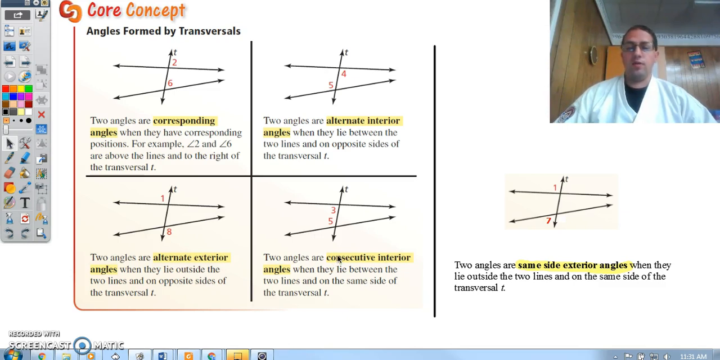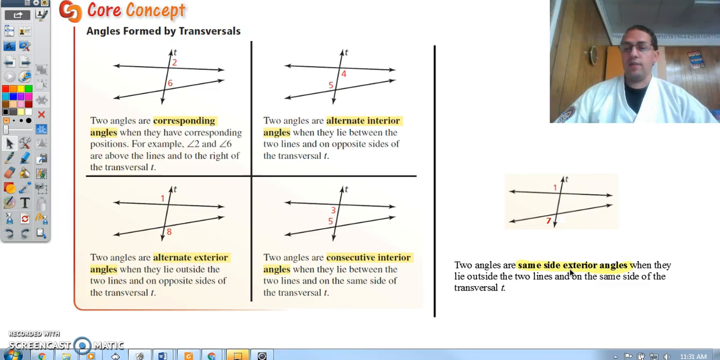Consecutive interior angles, you may also see this referred to as same side interior angles. These are on the same side of the transversal, and they are on the interior of the 2 lines that got crossed. So we have 3 and 5, they are on the same side of line T, and they are in between the other 2 lines. So they are on the interior.